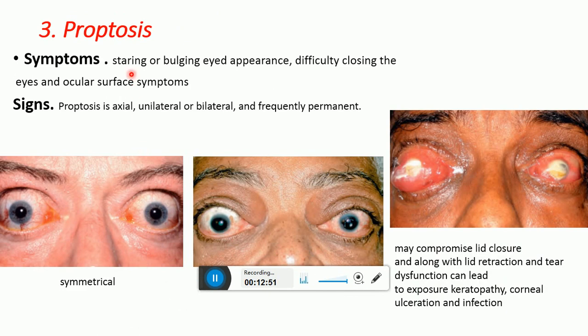The next important thing is proptosis. Proptosis symptoms are similar to those of lid retraction, like staring, bulging eye appearance, difficulty closing the eyelids, and ocular surface symptoms. The signs: the proptosis may be axial, unilateral or bilateral, and frequently permanent. Here you can see symmetrical proptosis, and here you can see asymmetrical proptosis. If there is severe proptosis, it may compromise lid closure, and along with lid retraction and tear dysfunction, it can lead to exposure keratopathy, corneal ulcers, and infection.